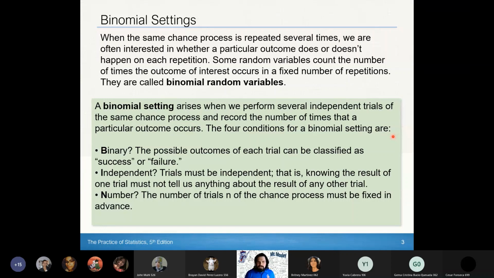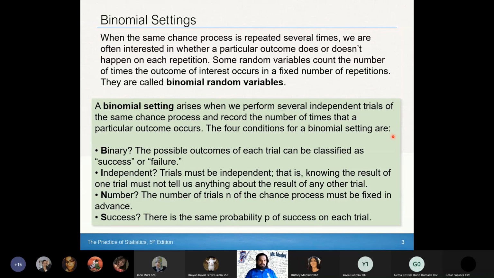Number, in general, the number of trials n of the chance process must be fixed in advance. We don't just get to decide in the middle of running trials that, okay, now we're going to stop. This needs to be, okay, we're going to run 15 trials and record in each trial how many successes we have. Now that's fixed before we start. That's what we need.